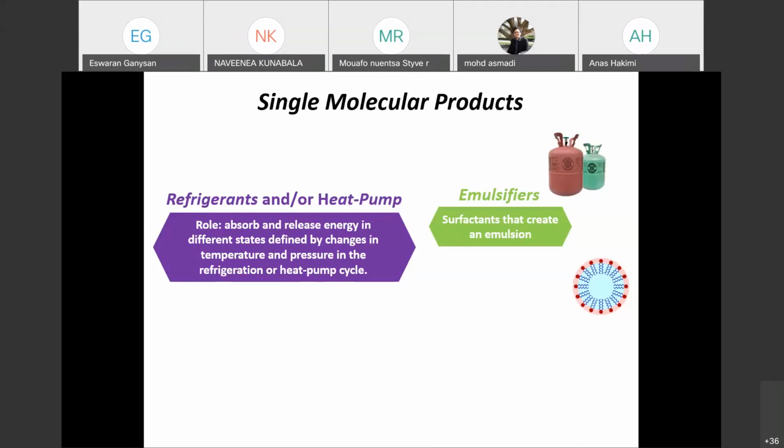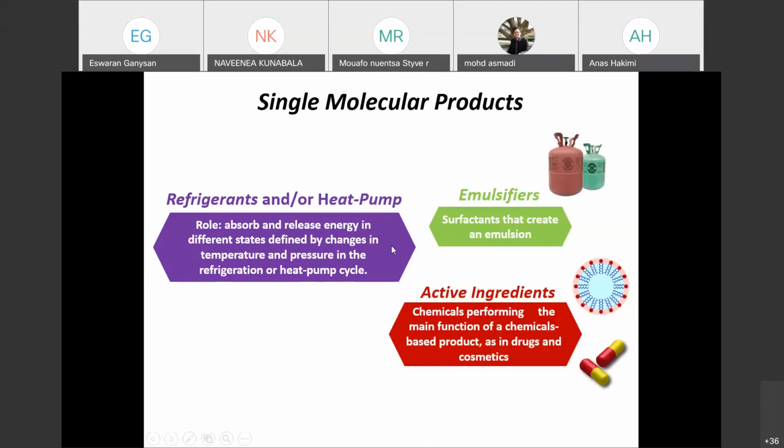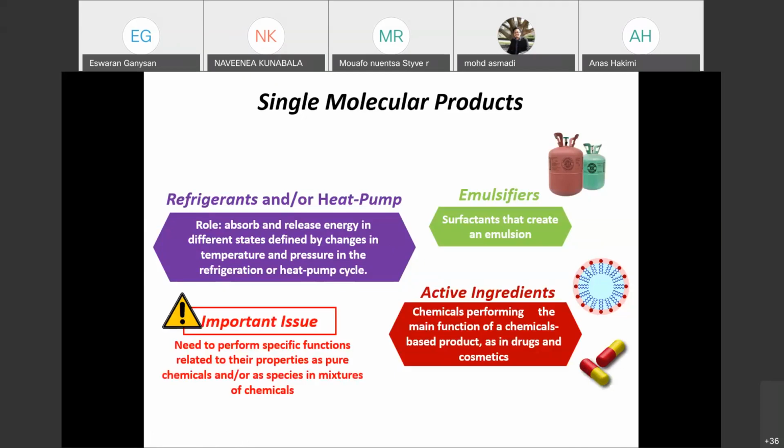Another example is an emulsifier as well as active ingredients. The emulsifier is a surfactant and creates emulsions. The active ingredient's main function is chemical, such as a drug or caustic. But the important issue is that they need to perform a specific function related to their properties as pure chemicals. This is quite different from a mixture.